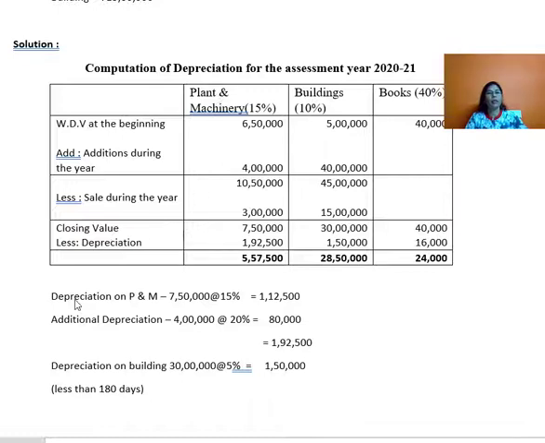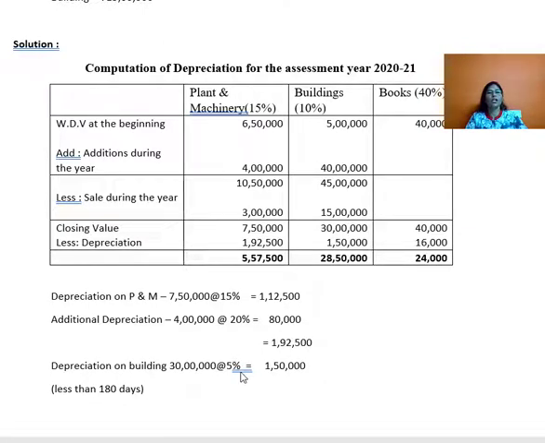Now first we'll take the plant and machinery. Depreciation on plant and machinery on the entire block of 7,50,000 we are charging at the rate of 15%. It comes to 1,12,500. But there was an addition which was purchased during the year for 4 lakh. On this 4 lakh, as it is used for more than 180 days, we are giving additional depreciation of 20%. It comes to 80,000. So the total depreciation on plant and machinery is 1,92,500.